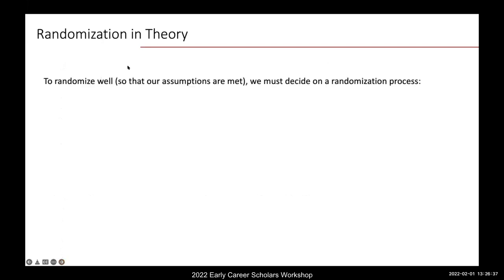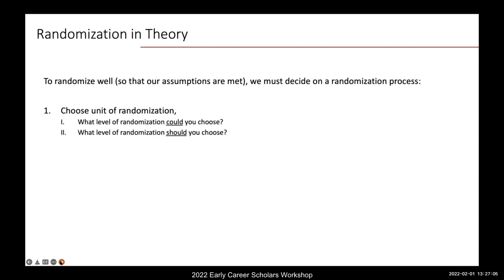Okay, so randomization in theory. To randomize well, so that our assumptions are actually met, the two that we just spoke about, we have to decide on a randomization process. That means we first choose our unit of randomization. So Jared just spoke about clustered designs or individual designs in terms of power, and now we're also going to talk about this in terms of our randomization process.